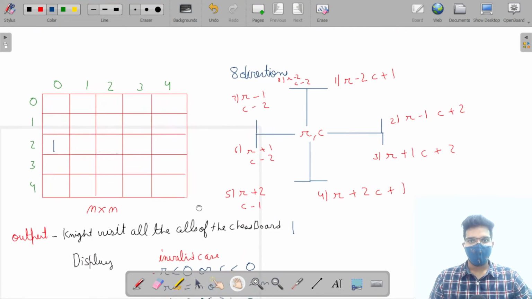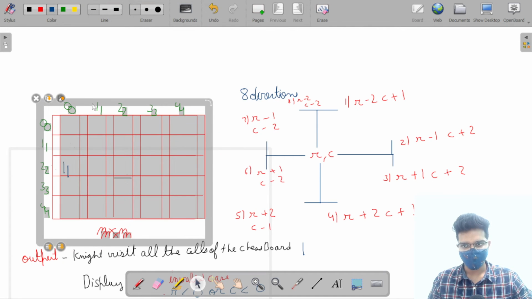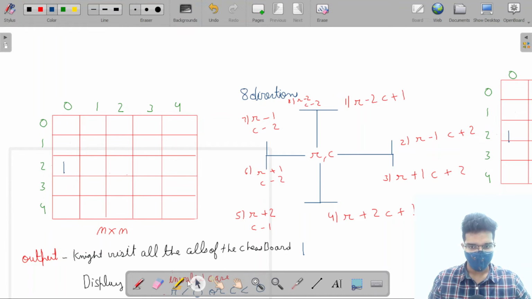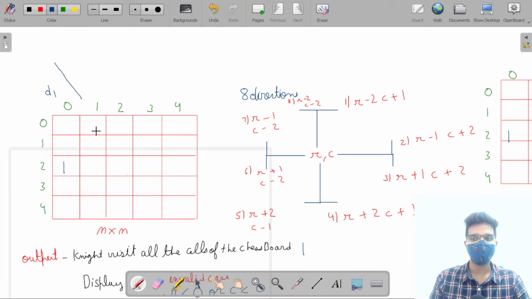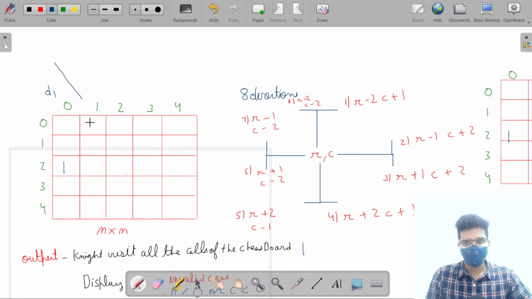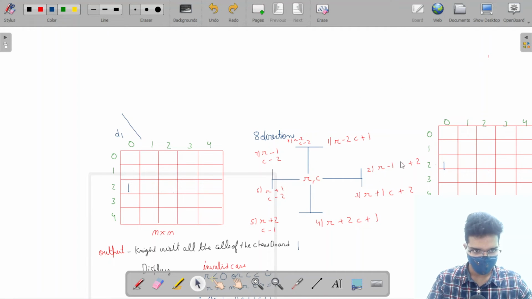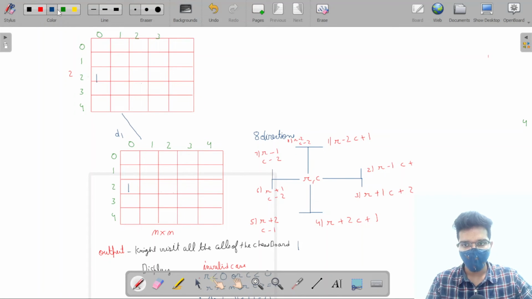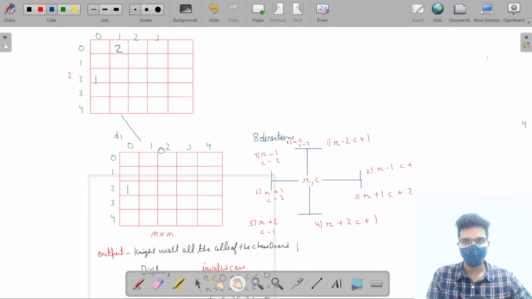Now, a total of 8 directions is allowed to us, right? So how many choices will we have? First choice: can we move to direction 1? If r minus 2 and c plus 1, yes, absolutely, it is allowed. So yes, it is safe to place. So I will update the upcoming move, r minus 2, c plus 1, 2. Okay, now we reached here.